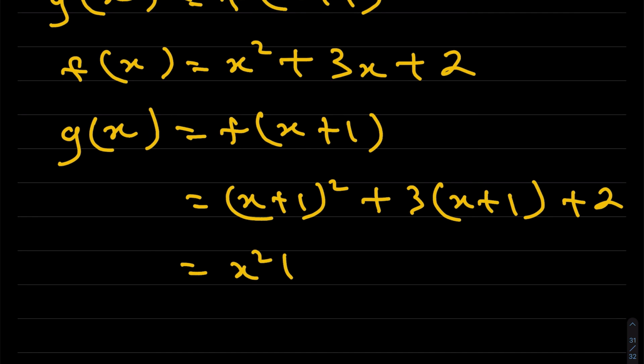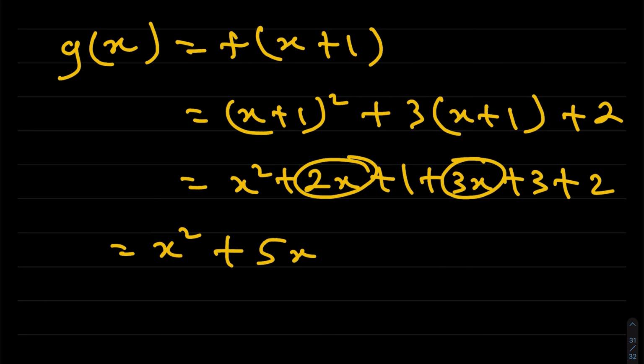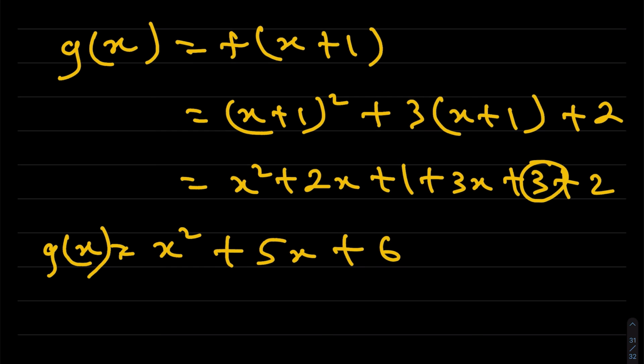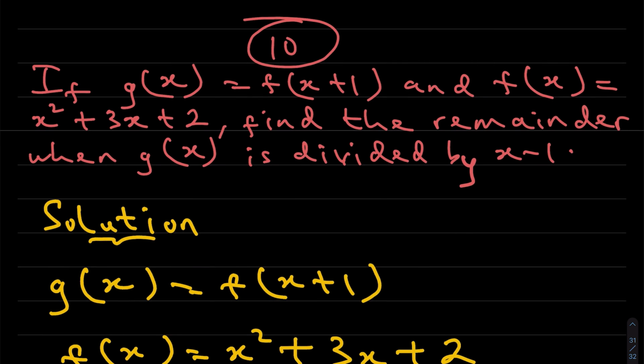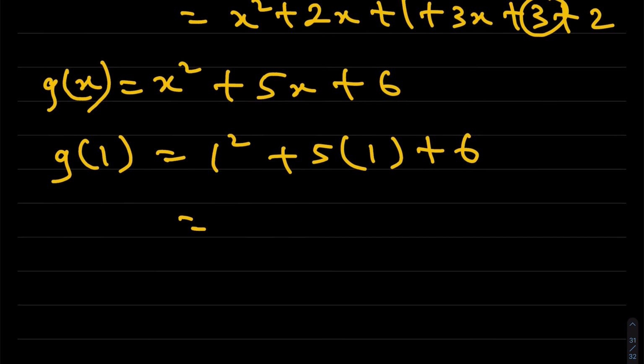And that simply means x squared, if you open the bracket, plus 2x plus 1, plus 3x plus 3, plus 2. Which means x squared, 2x plus 3x is 5x, and 1 plus 3 plus 2 is 6. So that simply means g of x equals x squared plus 5x plus 6. Now find the remainder when g of x is divided by x minus 1. When g of x is divided by x minus 1, the remainder is g of 1, which is 1 squared plus 5 times 1 plus 6, and that's 12.